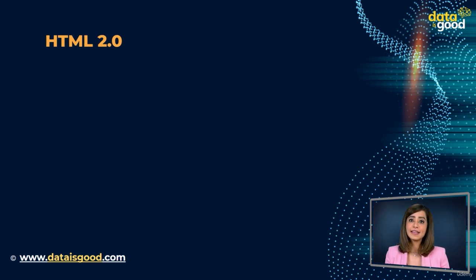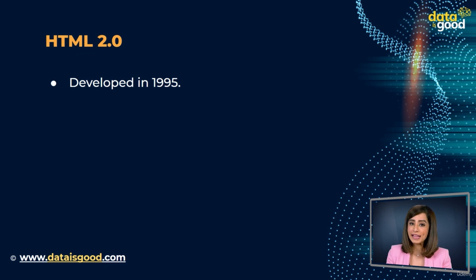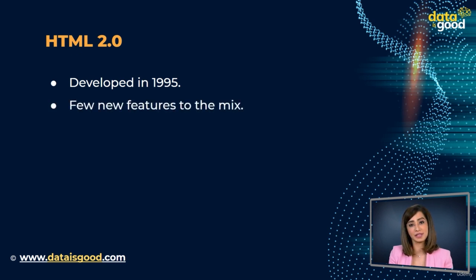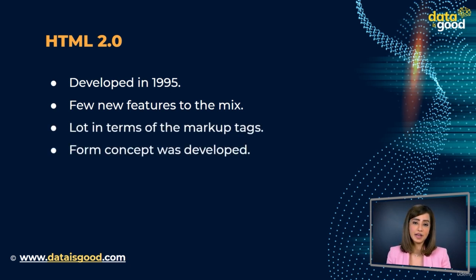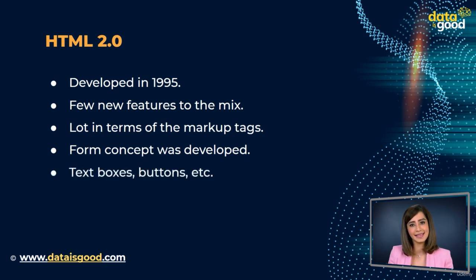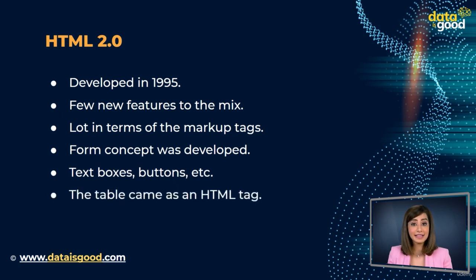The second version, HTML 2.0, was like a sequel of a movie, you can say. In 1995, HTML version 2.0 was developed, and it was an improvement of HTML 1.0. HTML 2.0 included everything from the original 1.0 specifications, but added a few new features to the mix. It was more improved in terms of the markup tags, and the form concept was developed in this version. But still they had basic tags like text boxes, buttons, etc. Also, the table came as an HTML tag.